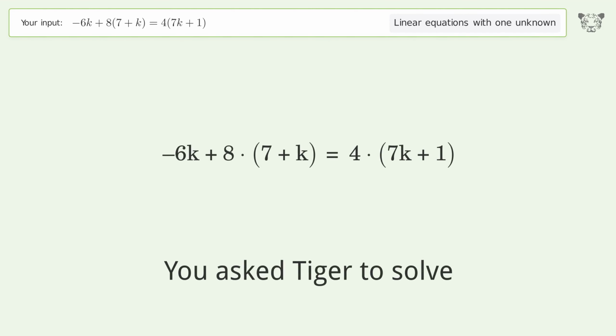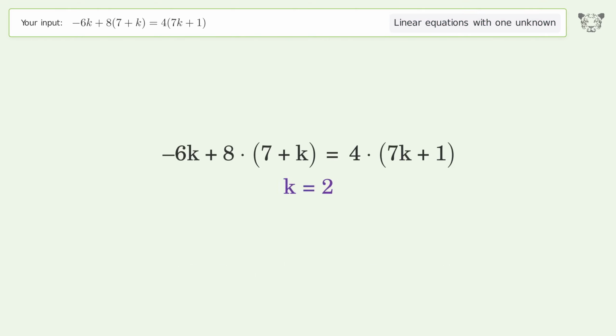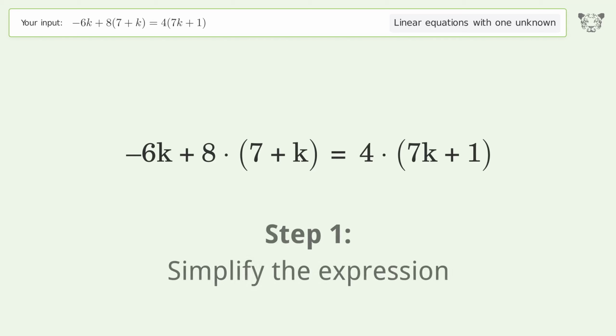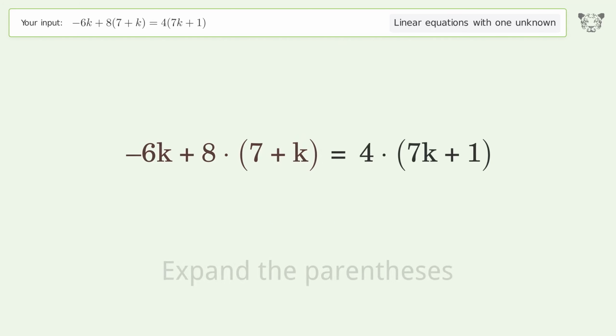You ask Tiger to solve this. It deals with linear equations with one unknown. The final result is k equals 2. Let's solve it step by step. Simplify the expression. Expand the parentheses.